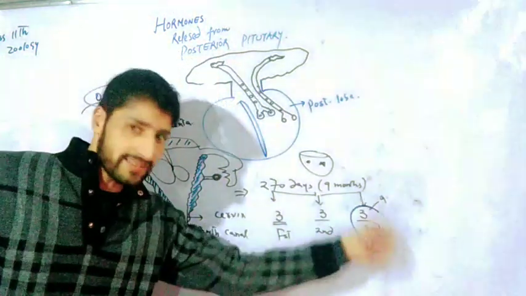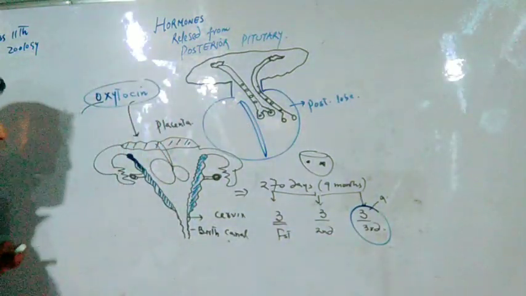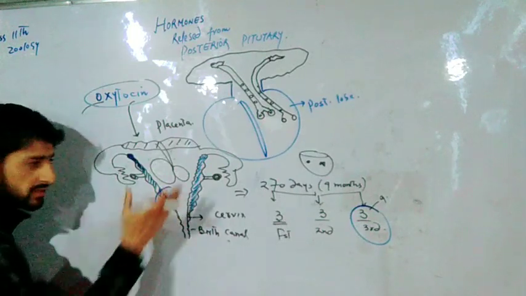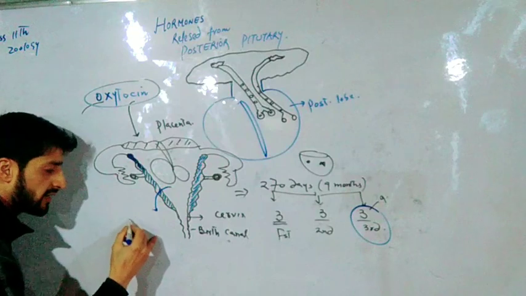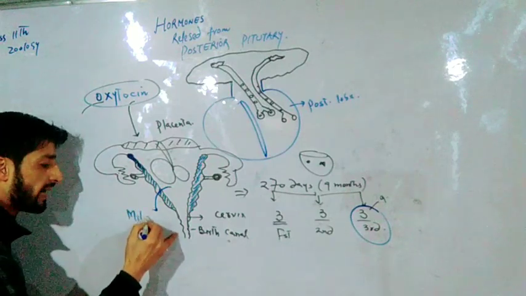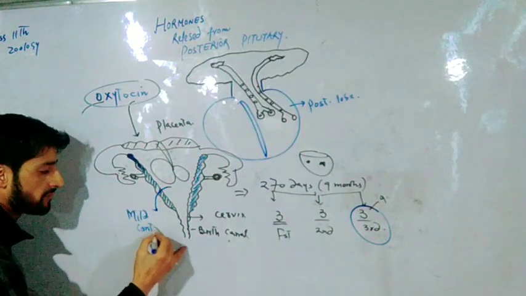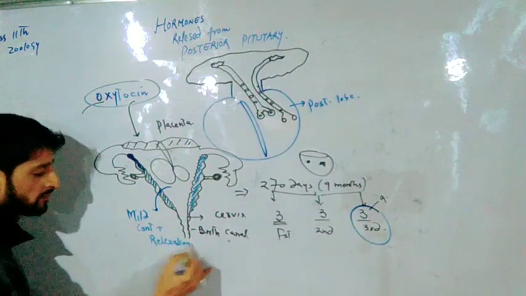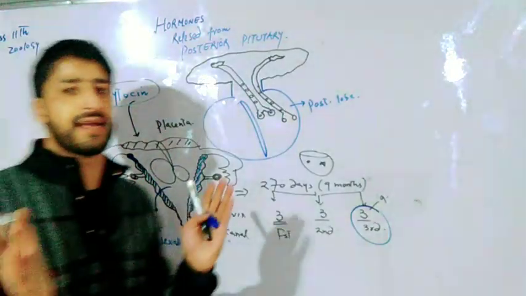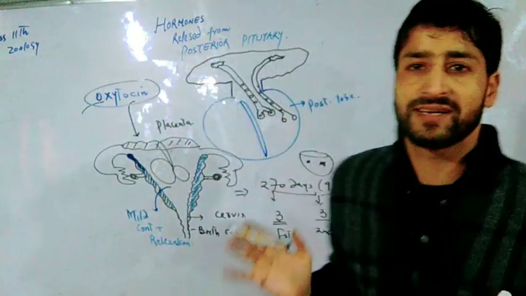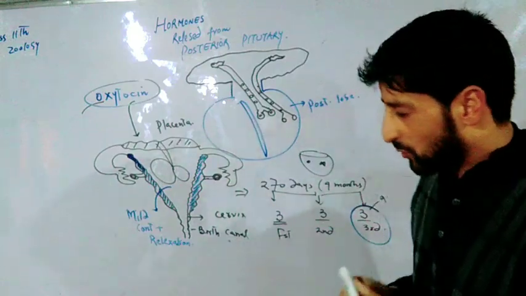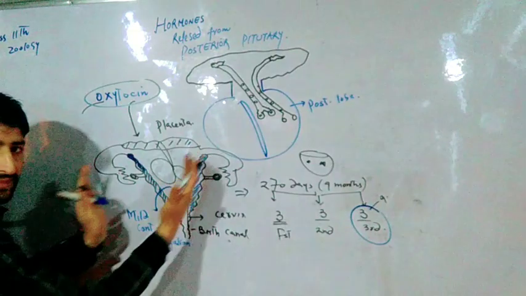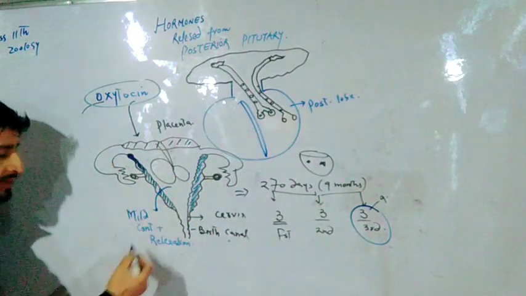Plus when the 7th month starts, after the 7th month, what happens is that the uterus undergoes mild contractions and relaxations. These mild contractions and relaxations, you may have heard of a movie called PK, in which he says a common term, kick. Like that, there are mild contractions and relaxations in the uterus.